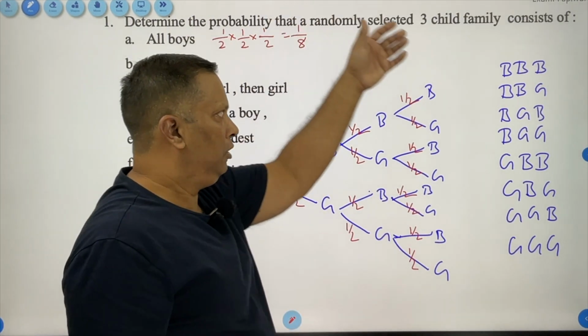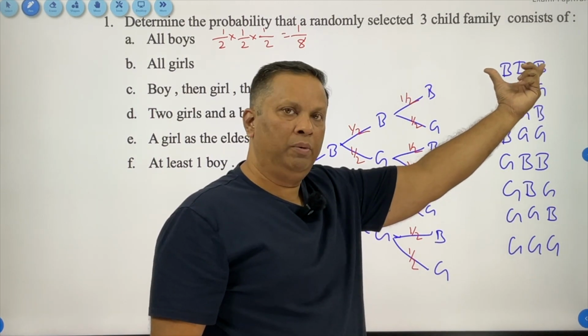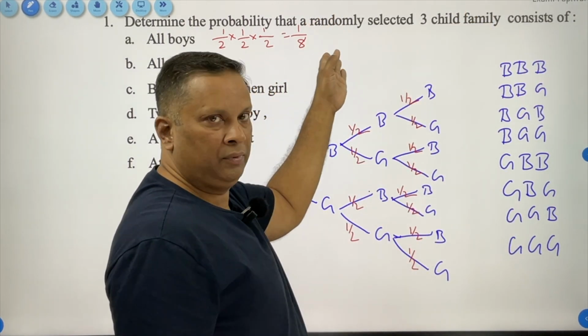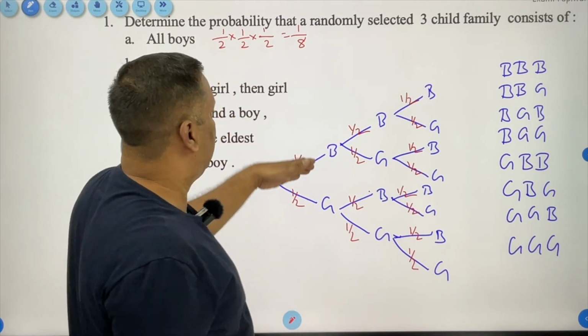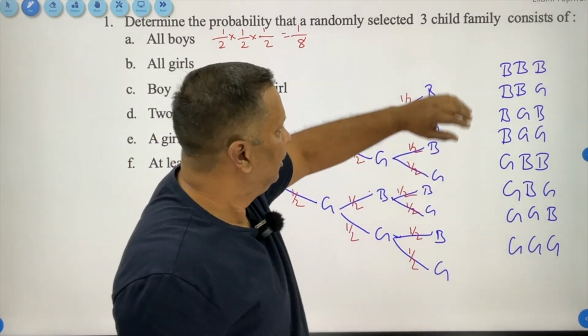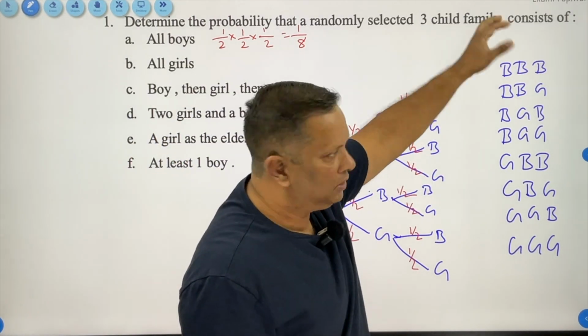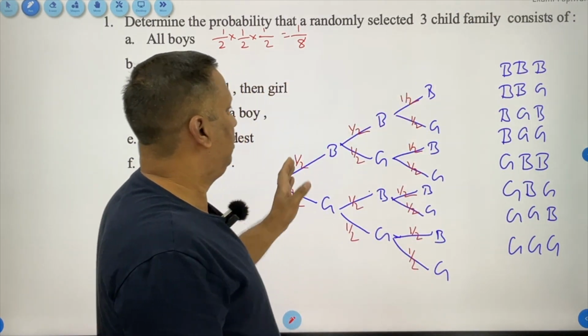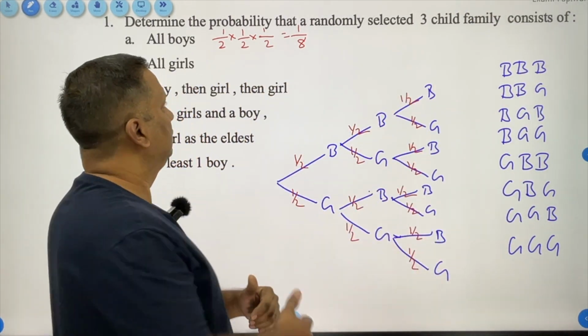Now, theoretically also you can see how many there are. B, B, B is 1 and the total is 8. 1 upon 8. Working can be written as half times half times half, 1 on 8. Only one chance is there where all are boys among 8 events, so 1 on 8. By looking at it also you can answer, or you can answer through the tree diagram.